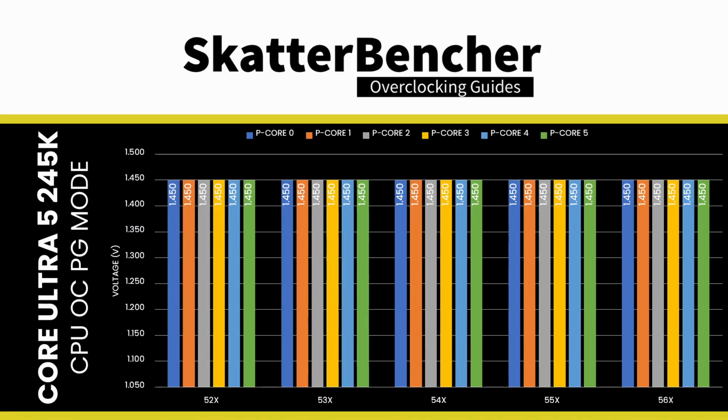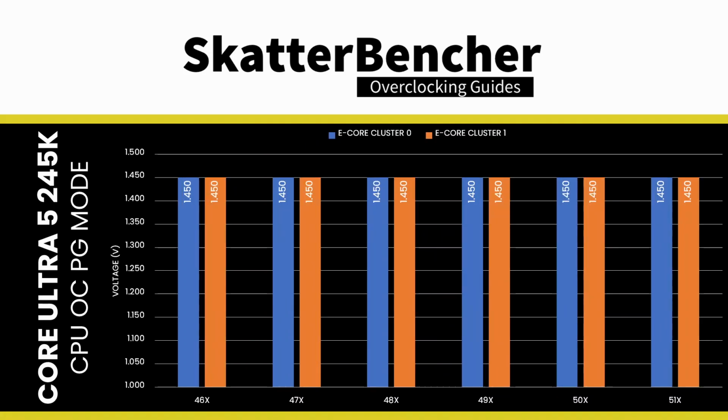With 1.45 volt static voltage for the P-cores, I could increase P-core 0 and 1 to 5.55 GHz and P-core 2 to 5.6 GHz. It's especially surprising that P-cores 4 and 5 were a lot more stable in PG mode than in DLVR mode. With 1.45 static voltage for the E-cores, I achieved the same 5.1 GHz overclock for both E-core clusters, as there's no additional overclocking headroom compared to DLVR mode.